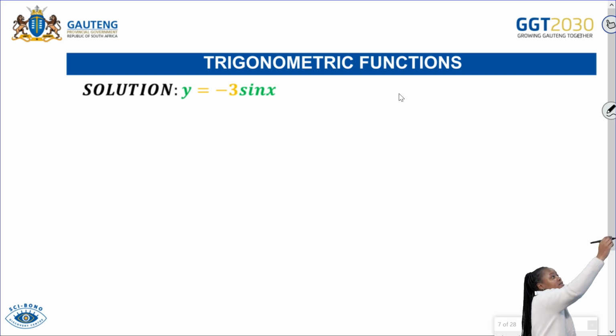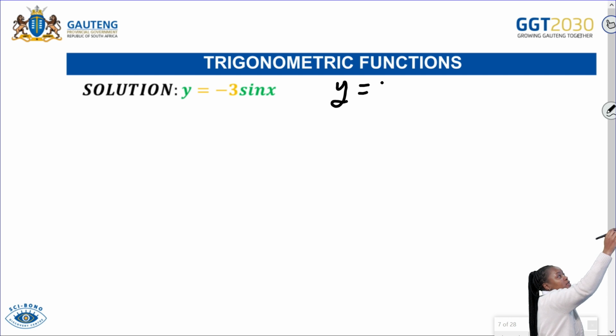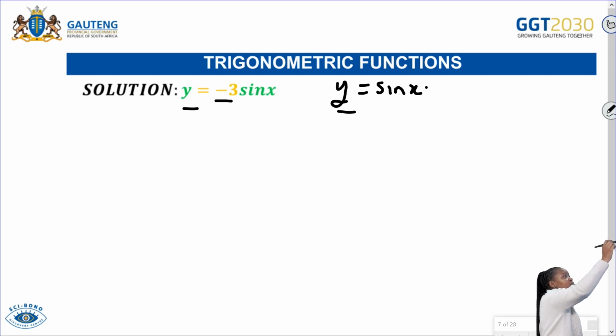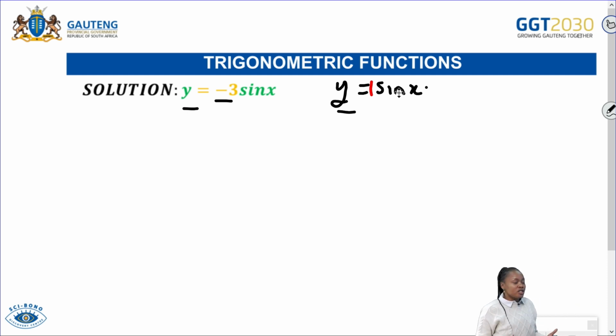Let's start by sketching the mother graph, which is y is equal to sine x. So we'll sketch both this graph and also this graph so that you can see the difference that is going to be brought by that negative 3. You can see on this side, the value of a is just 1, right? So let's see how your graph is going to change. Is it going to stretch, or is it going to be compressed?